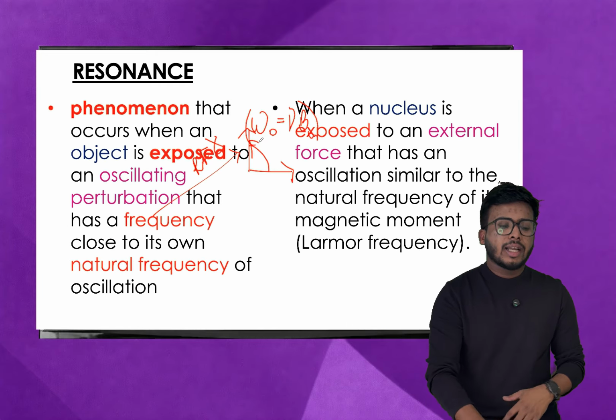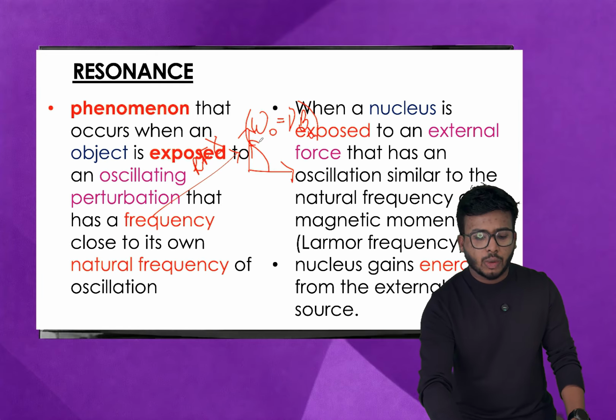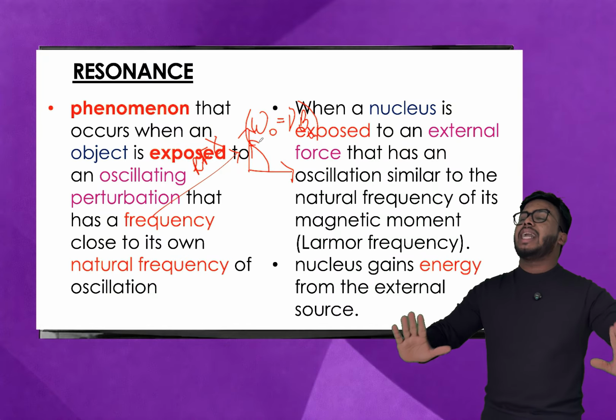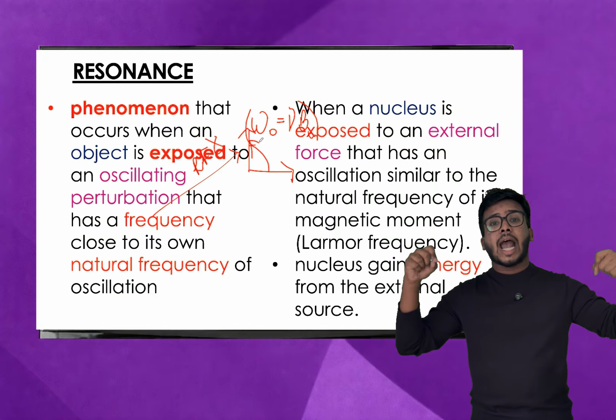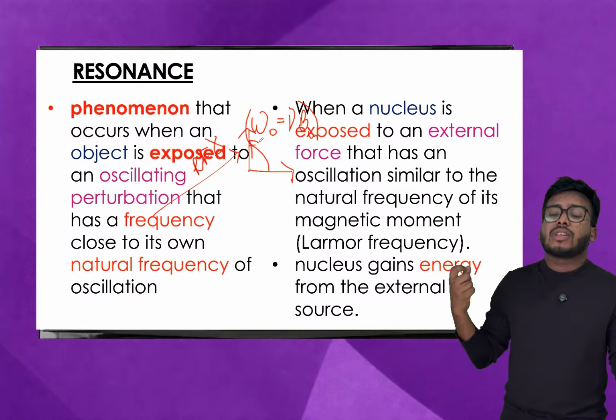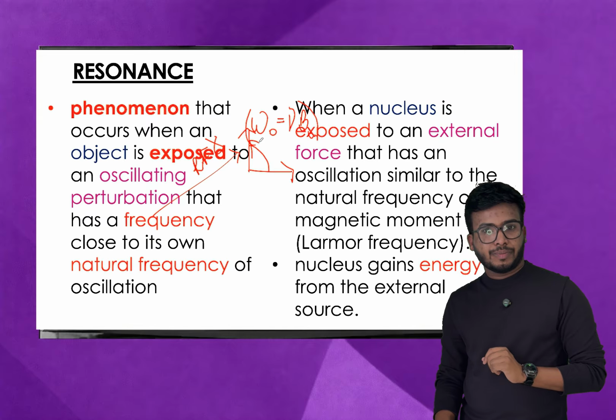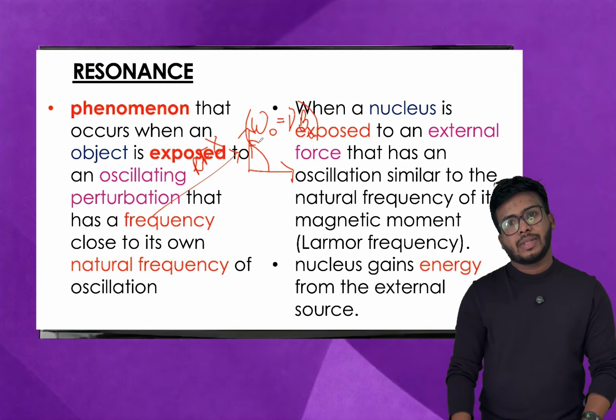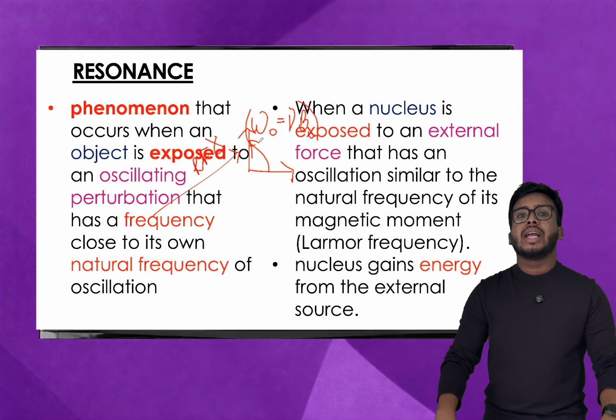Is that clear? Resonance has a complex definition. I don't want to explain it, but just keep in mind what resonance is. Resonance happens when the frequencies get matched, and the result of resonance is excitation. Clear? Yes, that's the basic principle of MRI.